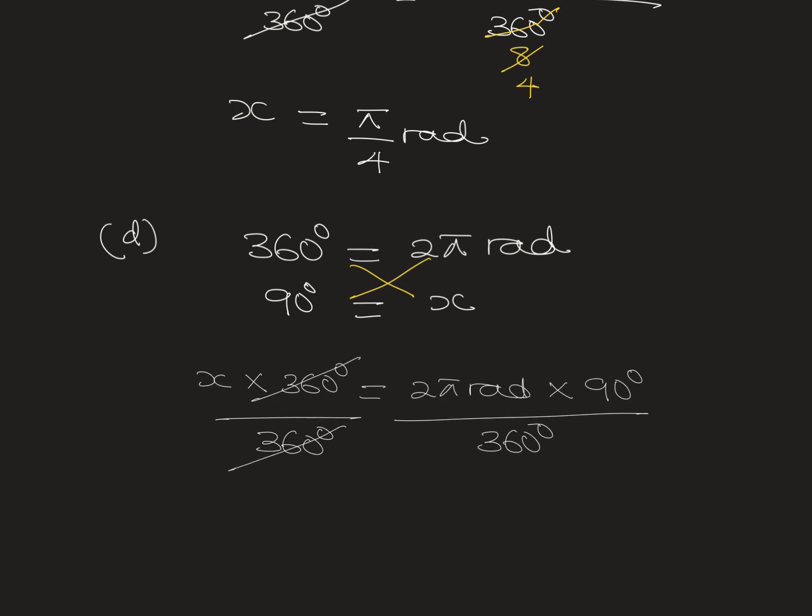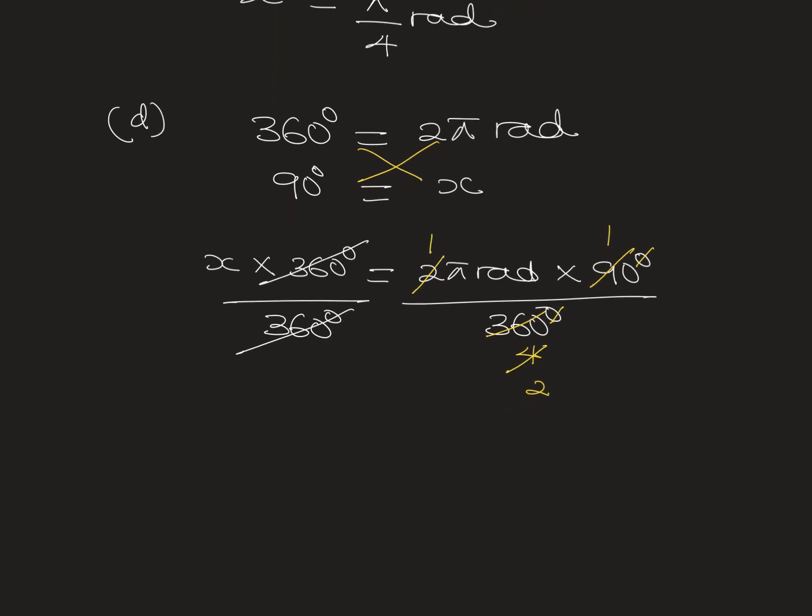So this will cancel this. The degree is cancelling the degree. 90 divided by 360 is 1 over 4, right? Because 90 goes once into 360 is 4 times. So we can simplify 2 and 4 here. 2 goes once into 4 is 2 times. So what are we going to have? We're going to have x is equal to pi over 2 radians. Okay.